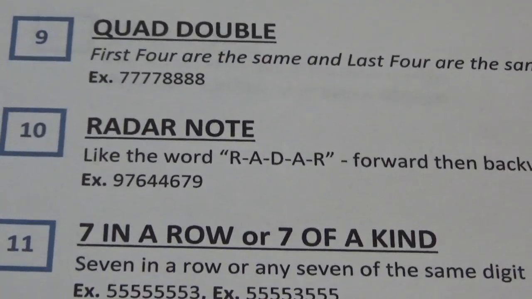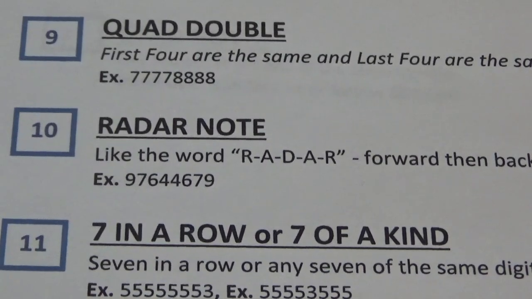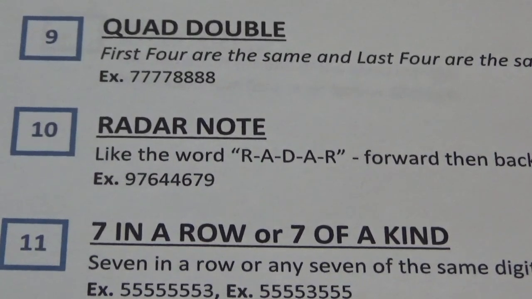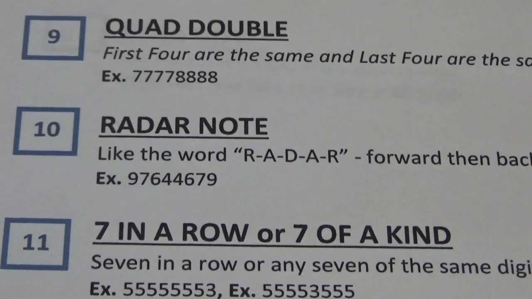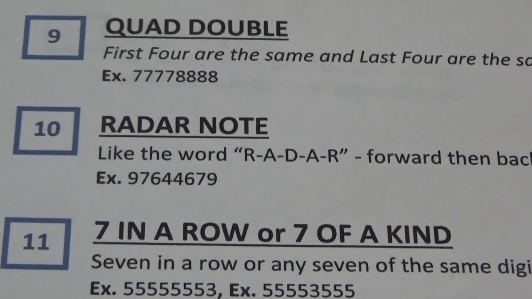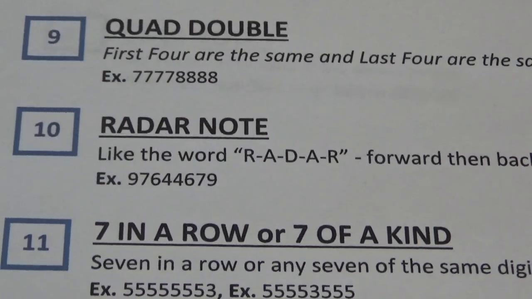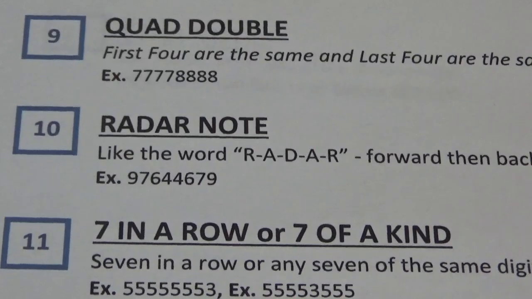Next one, I actually have found a few of these. Oh, very, very cool bills. Radar note, so as you can see, it's like RADAR, and then it goes the opposite way, back the other way. In other words, they mirror each other, right? If you look at the middle here, you have the 4s that mirror one another, and then the 6s mirror, and then the 7s mirror, and then the 9s to complete it out on each end mirror one another. That's a radar note.